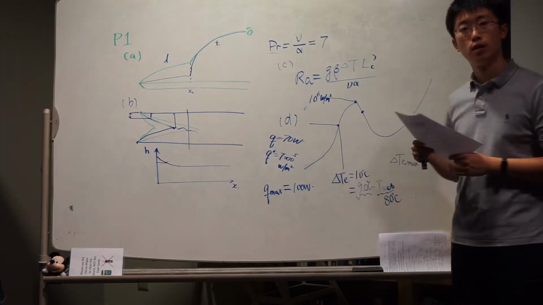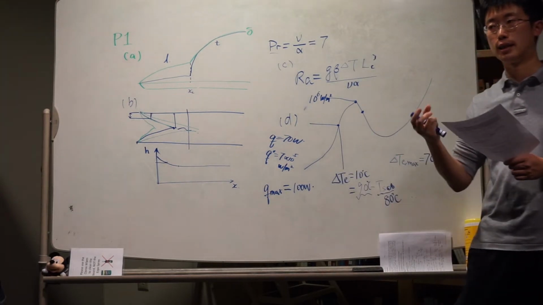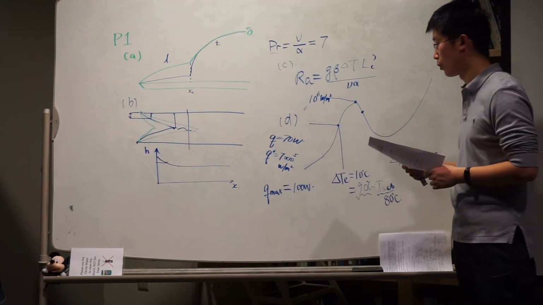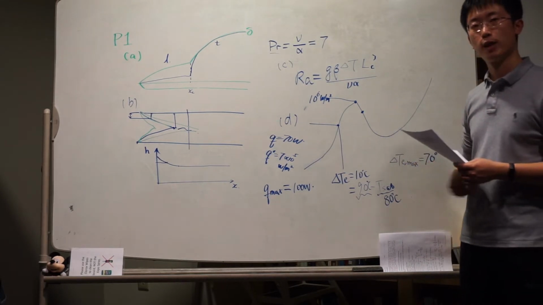So I have a question. What if your chip dissipates more than 100 watts of power? I'll give you 5 seconds.